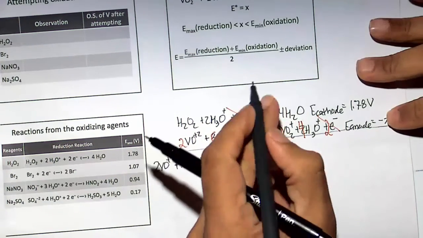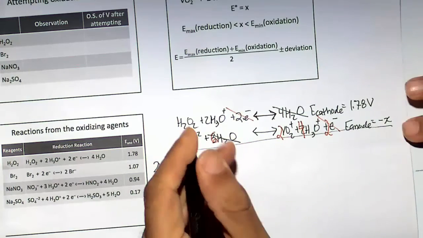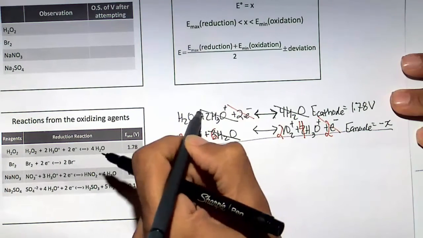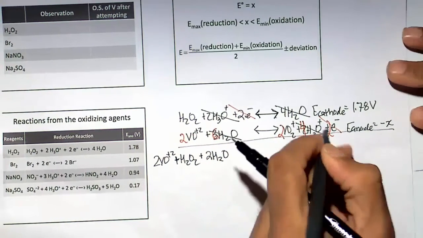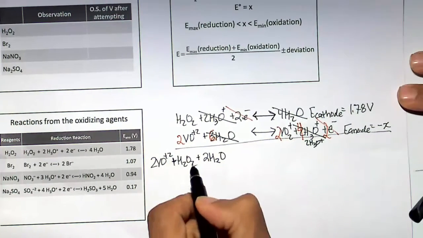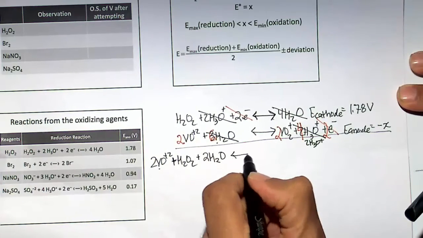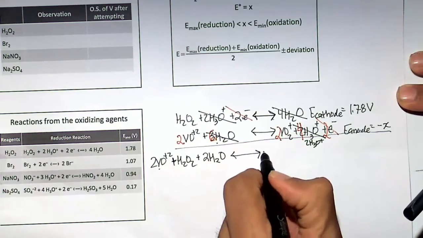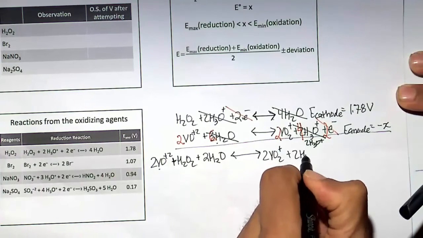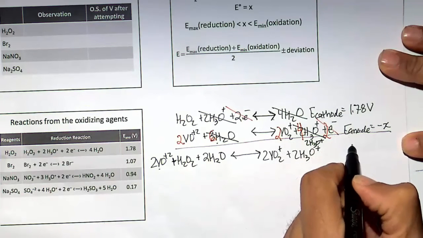In my equation, I see that this 4 H2O will cancel with that 6 H2O, leaving me with 2 H2O. And these 2 protons will cancel out here, giving me a remainder of 2 protons. So H2O2 plus 2 VO plus 2 plus 2 H2O gives me 2 VO2 plus 2 H3O plus, and this is going to be a cathode plus the anode.